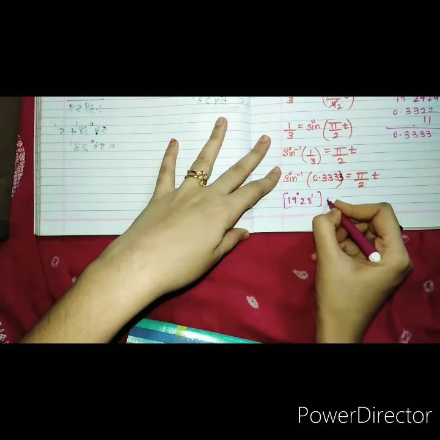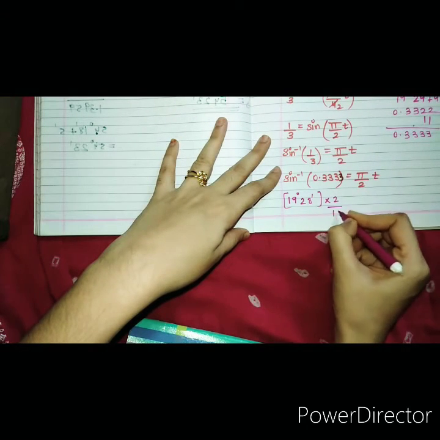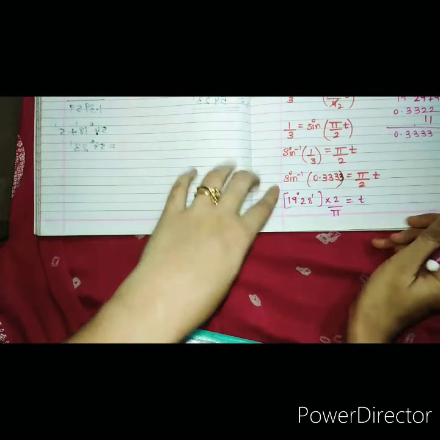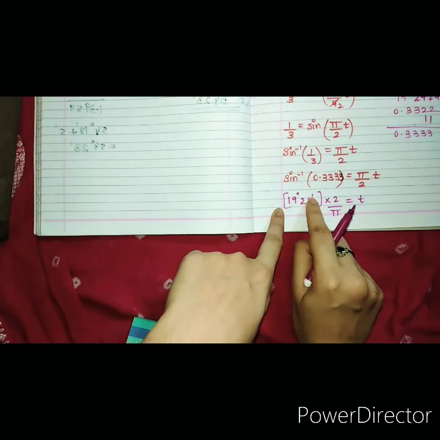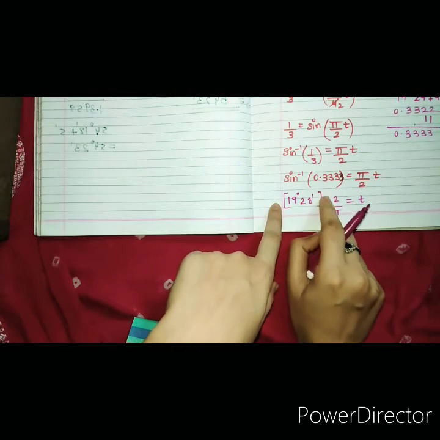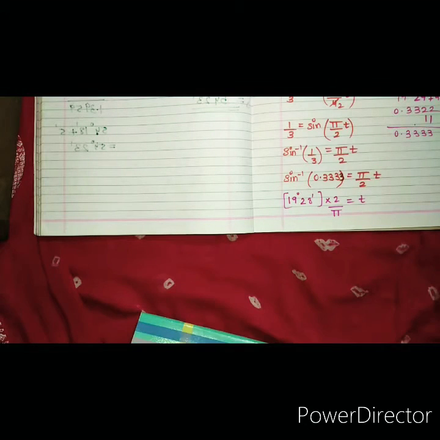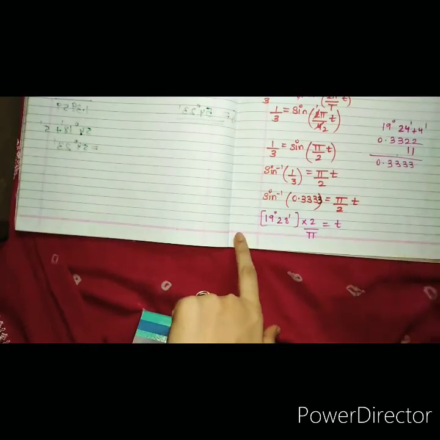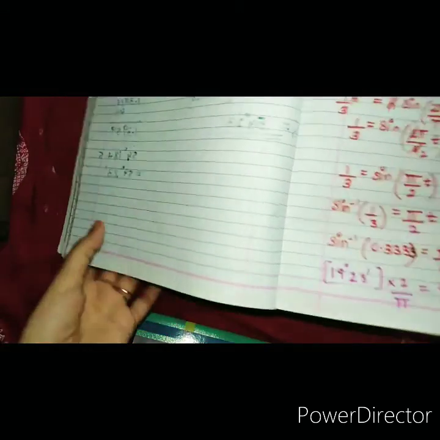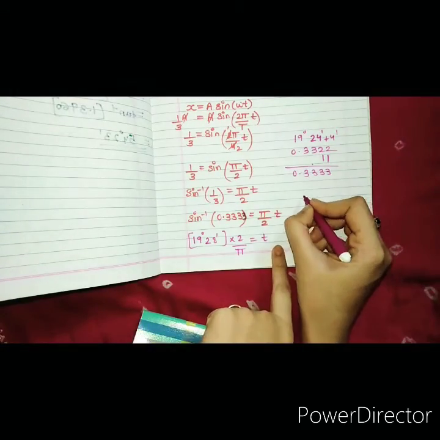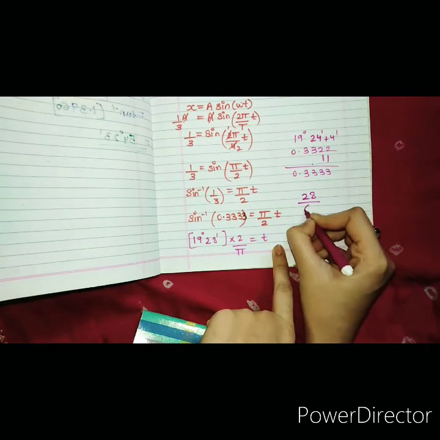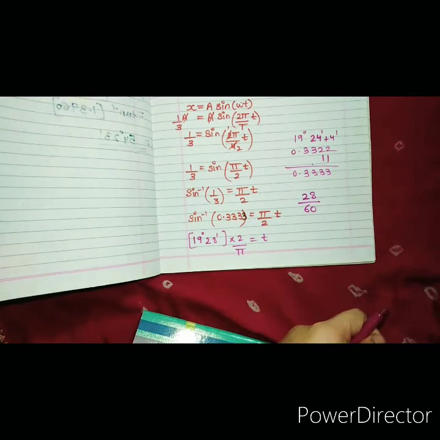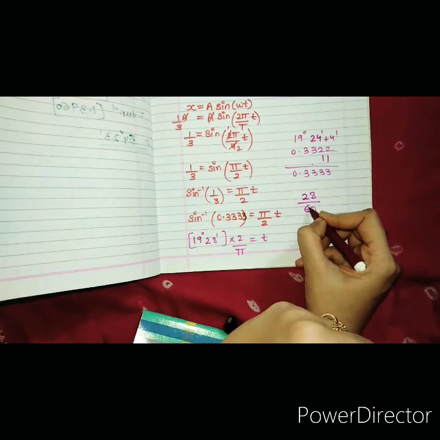This 2 upon pi is equal to t. Now it is 19 degrees and 28 minutes. Let's convert this whole into degrees. So what you will do, it's very simple, you will just have to divide it by 60. Once you divide it by 60, it will be like this.